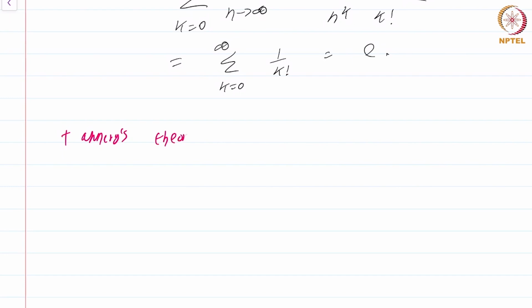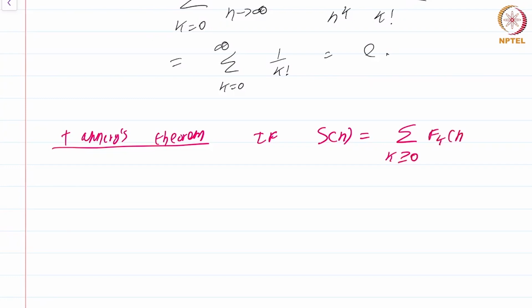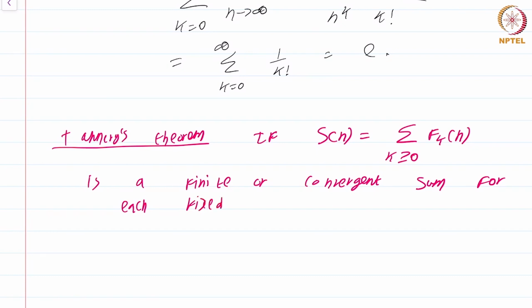The theorem runs as follows. If S of n equals the summation over k greater than or equal to 0 of f_k of n is a finite or convergent sum for each fixed natural number n greater than or equal to 0.